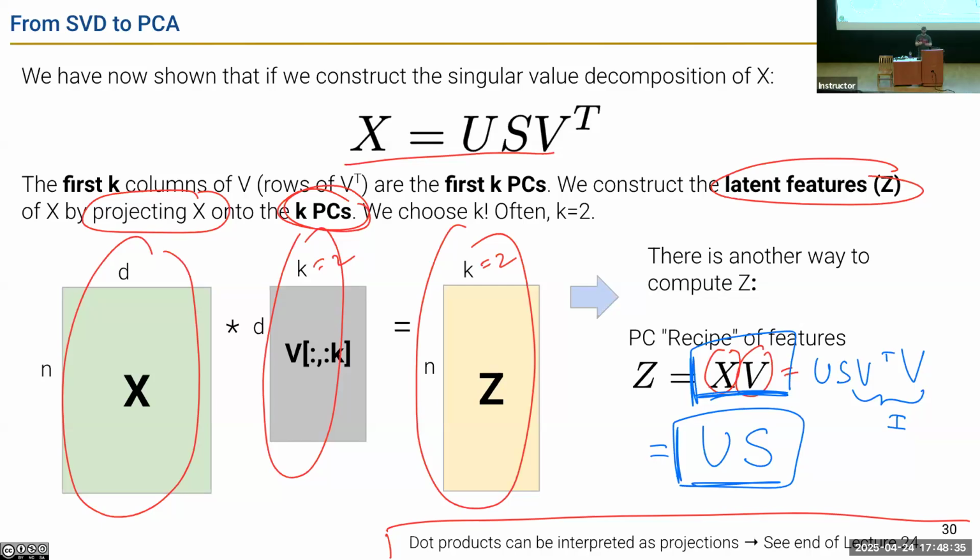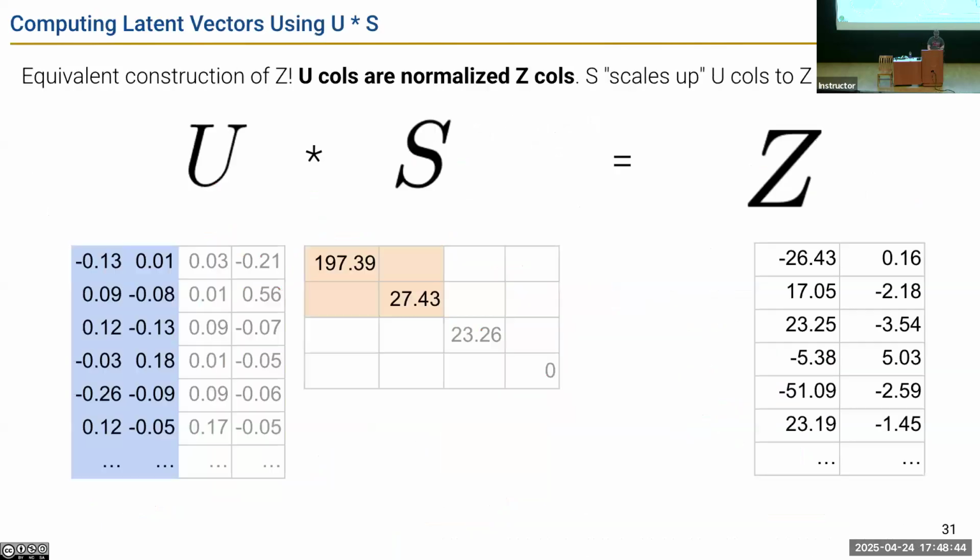Now, XV, I told you, could be interpreted as a recipe of features. How can I interpret US in an intuitive way? Let me show you. As it turns out, the columns of U are just normalized Z columns. They are the latent features. The latent features are hiding inside of U.